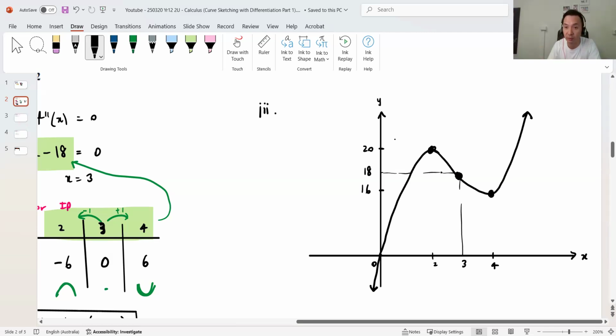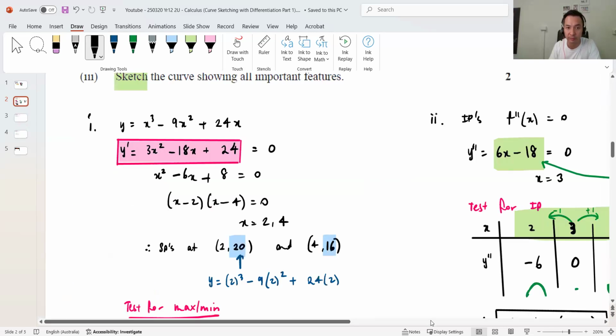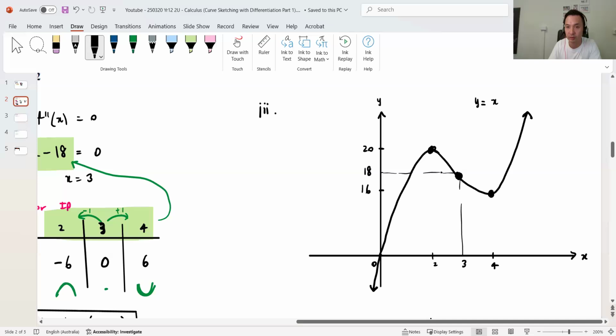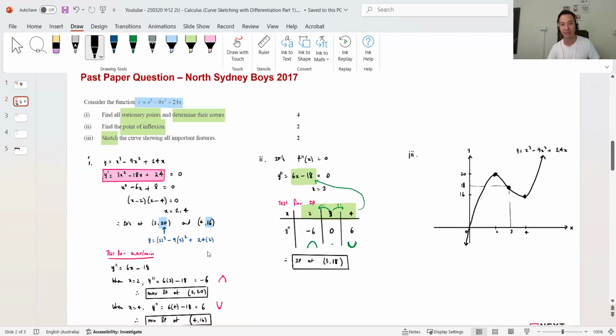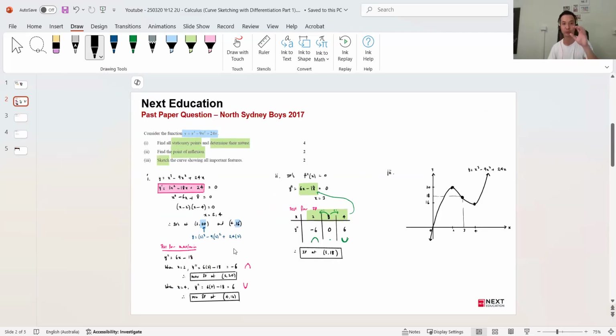Guys, how's that? So y equals x cubed minus 9x squared plus 24x. And you're done. Hopefully that was okay, guys. For this one, you can't get more textbook than a cubic curve with really nice roots, looking like that. Can't be simpler.